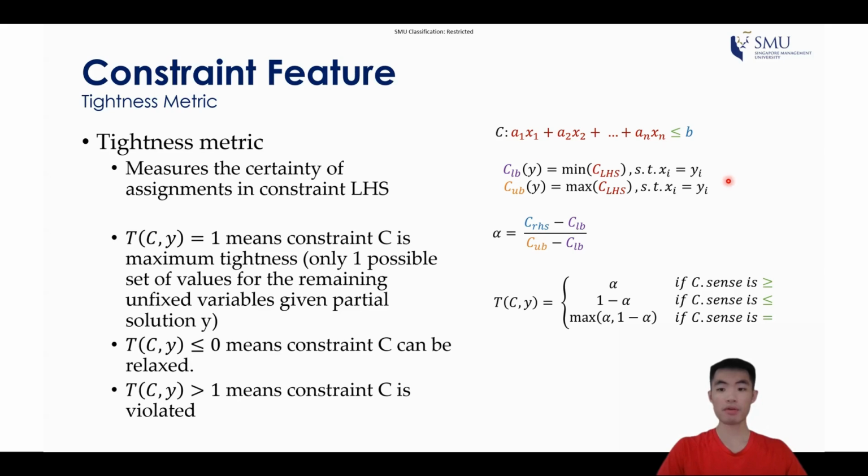Next, we define the lower bound of the constraint, or more precisely, the lower bound of the left-hand side expression, given some partial solution y, which fixes the assignment of a subset of variables in x. A similar definition is applied for the upper bound of the constraint. We can then define alpha and the tightness T as below. This metric has the following properties.